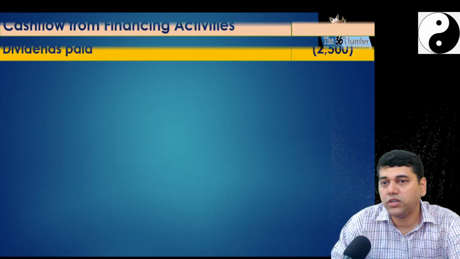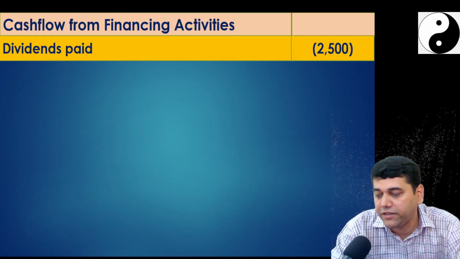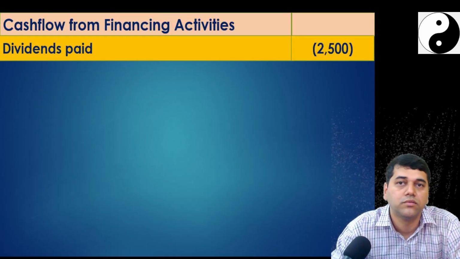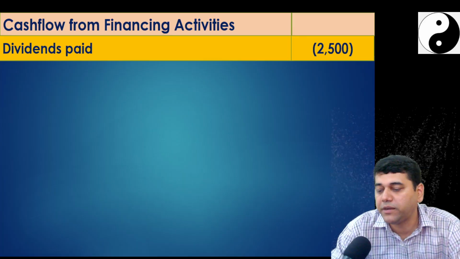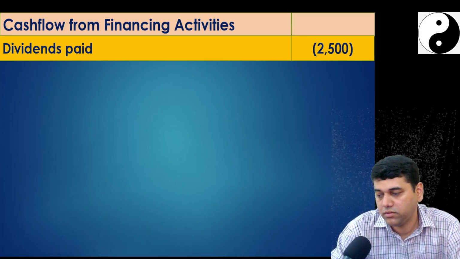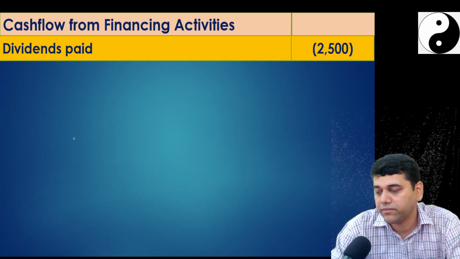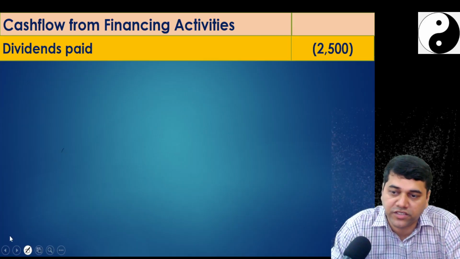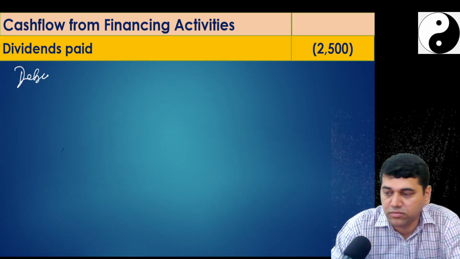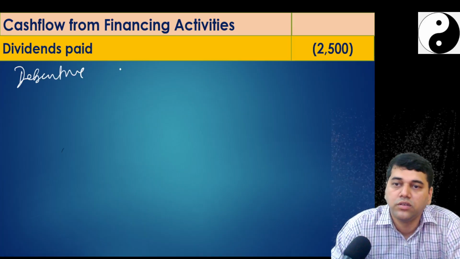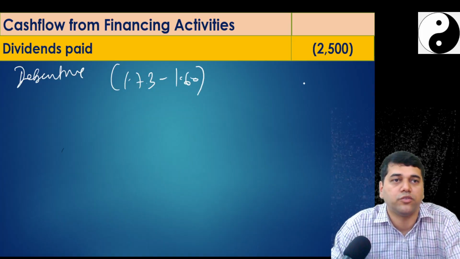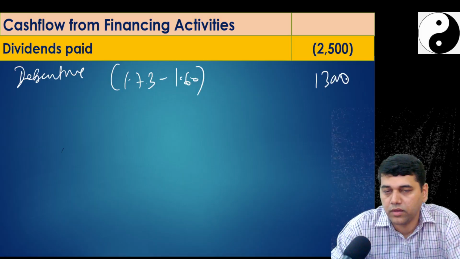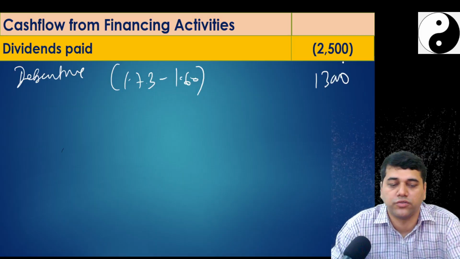Now we will move on to the cash flow from financing activity. Dividend paid is how much? 2,500. They said dividend paid during the year, which must have hit your other equity. Debenture receipts. Did you issue debentures? How much? 1.73 minus 1.60. 13,000.